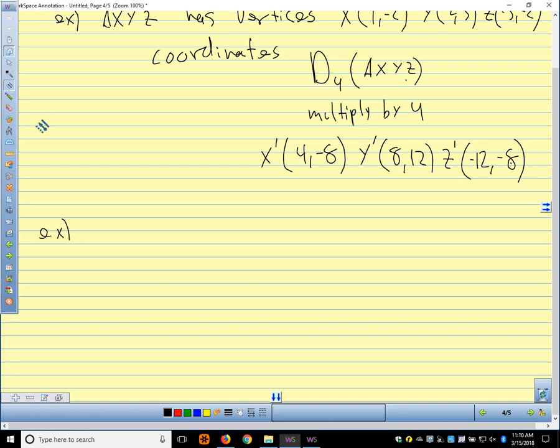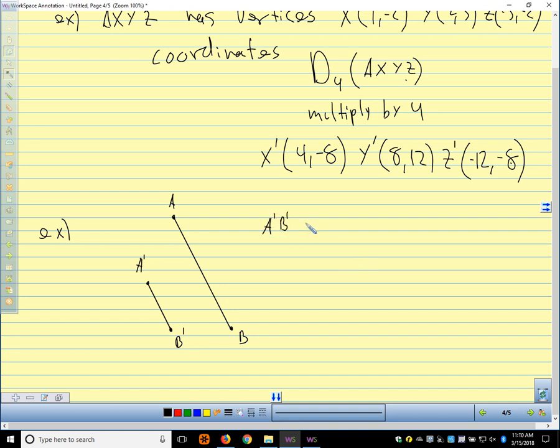What if we had two figures and we wanted to find the center of dilation? So I'm going to say this is A and this is B, and we know that A prime, B prime is a dilation. And I should say segment A prime B prime is the dilation of segment AB. And we want to find the center. Any ideas?